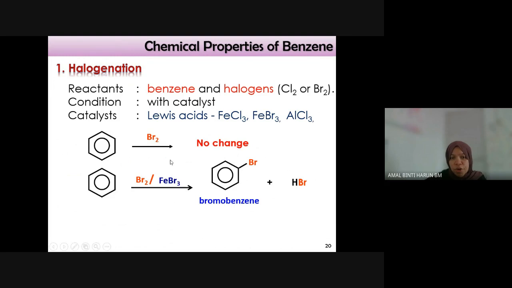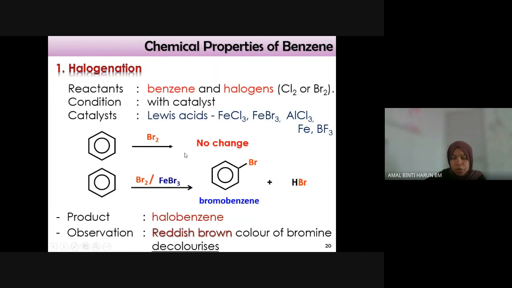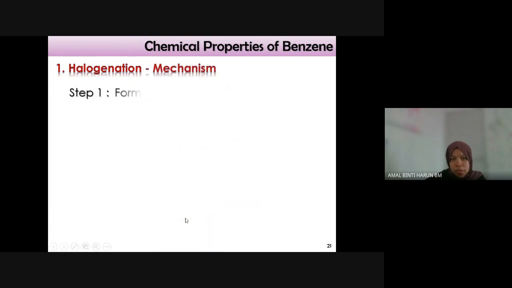Okay, in order for the reaction to occur, there must be the presence of catalyst, which is the Lewis acid. Okay, apa observation yang membuktikan ada tindak balas ini? We can see that the bromine colour turns to decolorize. Reddish brown of bromine decolorizes. Okay, macam mana nak buat mechanism dia?